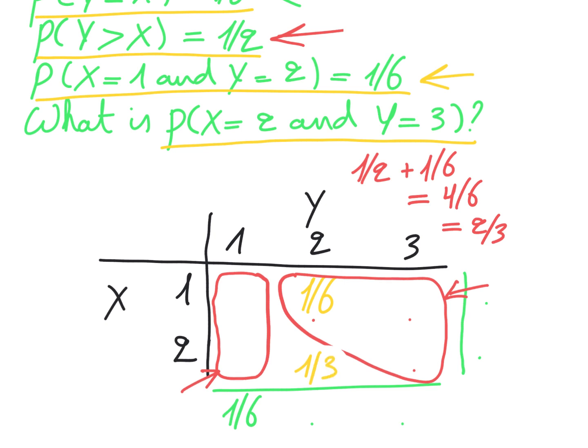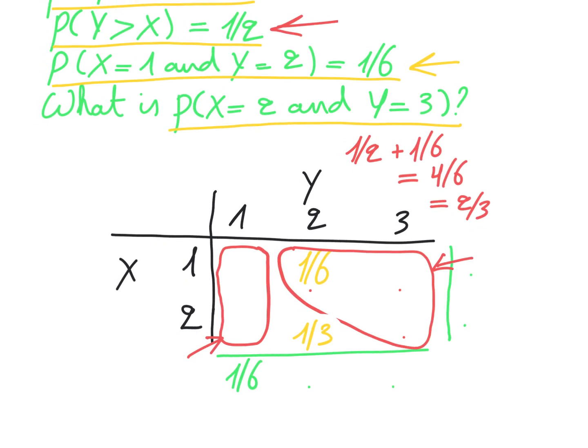Now we're close to solving this entire puzzle. Because with the information that we have right now, we know that the probability that y is equal to 2 is equal to 1 over 6 plus 1 over 3. So that's 1 over 6 plus 2 over 6. So that's 3 over 6. Now we also know that y only takes on the values 1, 2, and 3. So if the probability that y is equal to 1 is 1 over 6, and the probability that y is equal to 2 is 3 over 6, then the remaining probability should be 2 over 6. Because this total probability, of course, also has to be equal to 1.